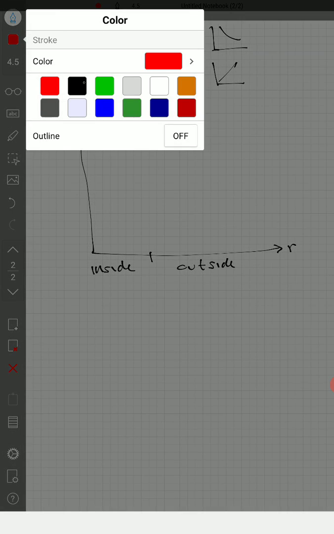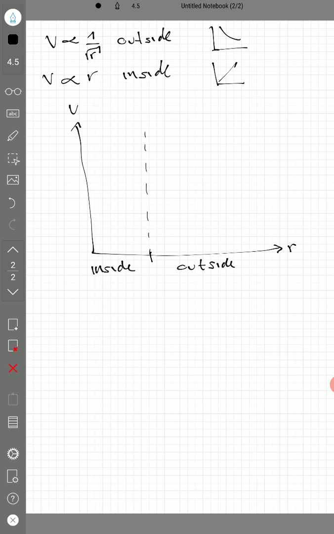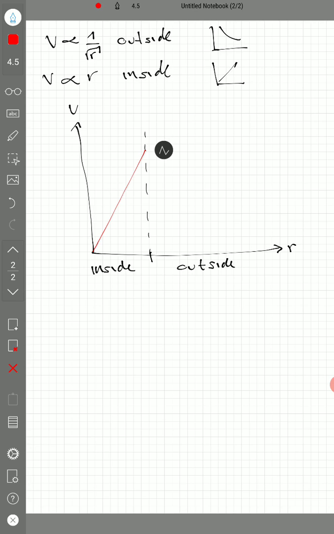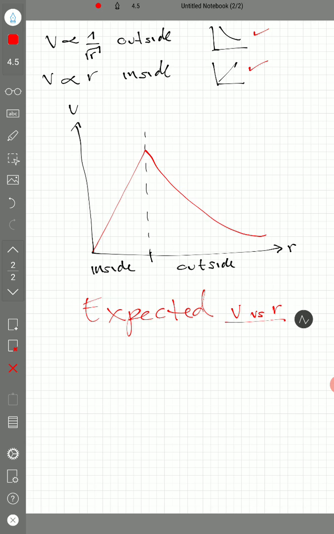So let me just draw a line here to separate inside from outside. So inside it will behave like this, increasing linearly, and then after that increase, you will go with the second one, which is telling you that this drops like this, which is consistent with the graph that we're getting for the expectation. So this is the whole process to get to the expected graph of velocity versus radius for the speed of rotation of stars around the center of a galaxy.